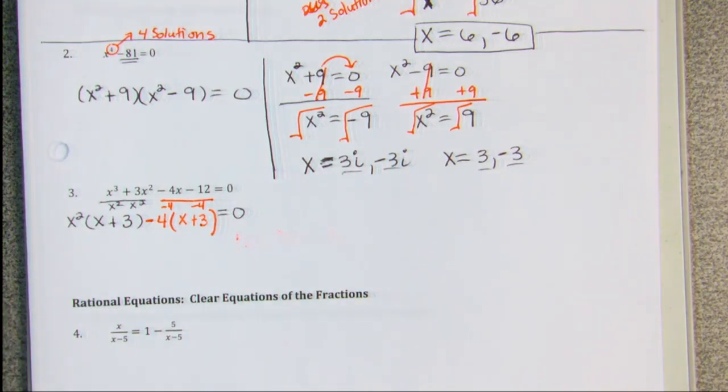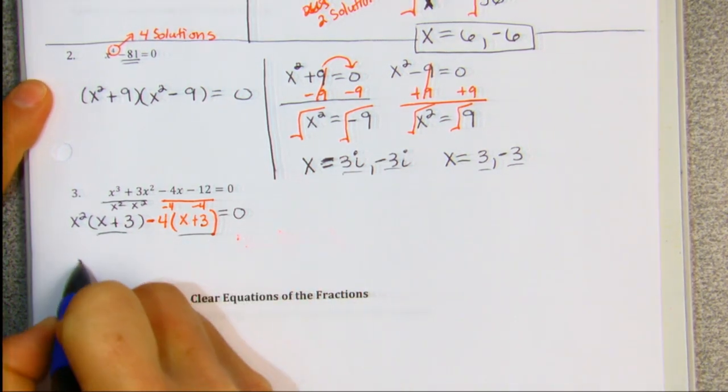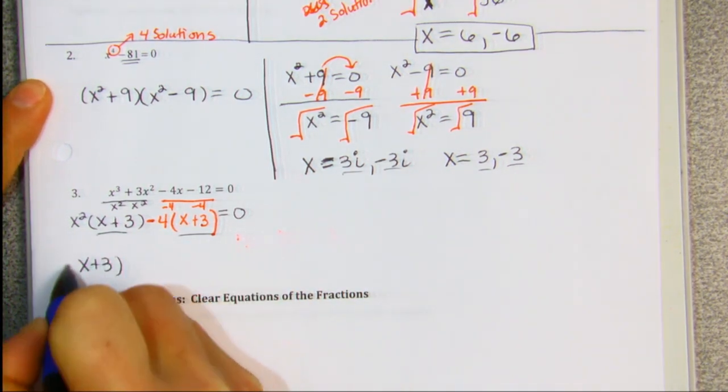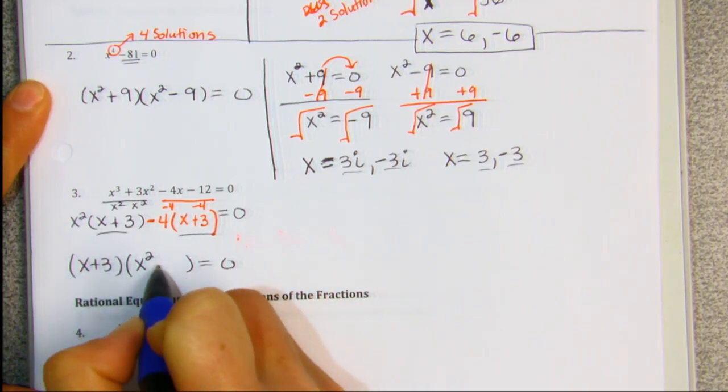Yep, so now these are the same parentheses, so we say, okay, we have a like factor, so we can write that down once, and what goes in the other parentheses? The ones that are in front of the parentheses. Right, one's in front.